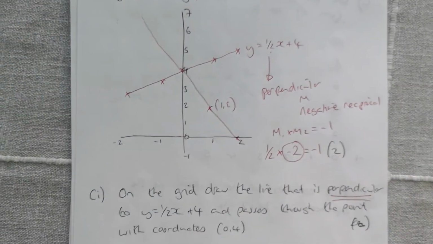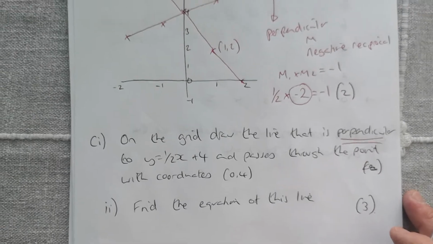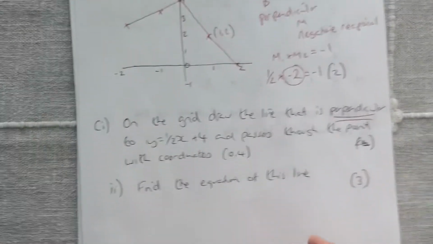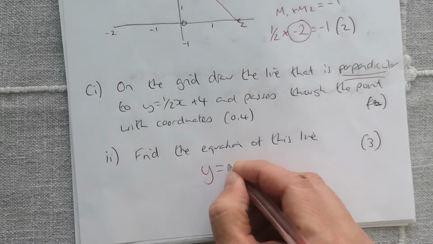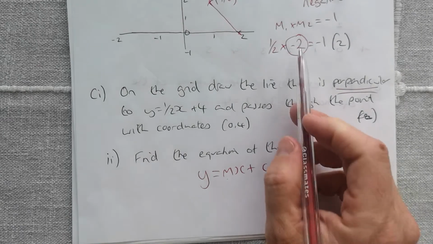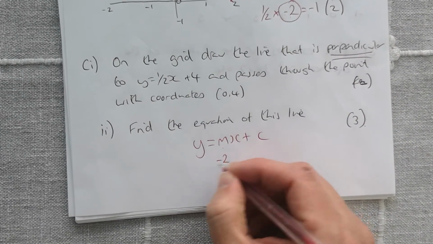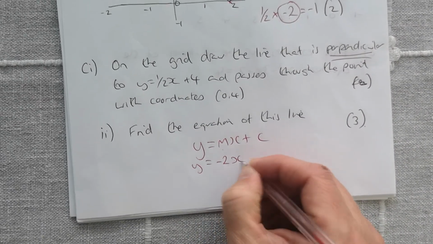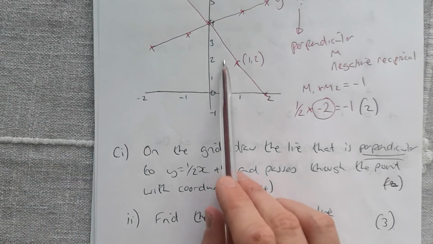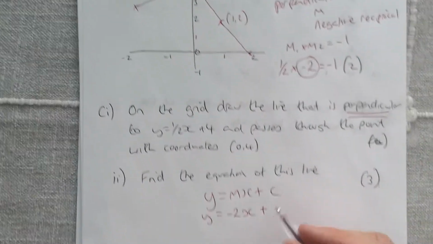And then find the equation of this line. Well, by doing this, it's sort of working here. Helped us out a bit. So it's a straight line, so it's going to be y equals mx plus c. The gradient, we've already said, is minus 2, so m is minus 2. And the y-intercept, well, it told us to go through 0, 4. So the y-intercept is where it crosses, which is at 4, so it's plus 4.